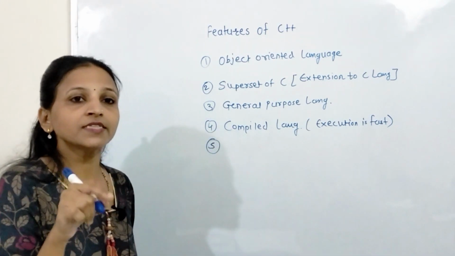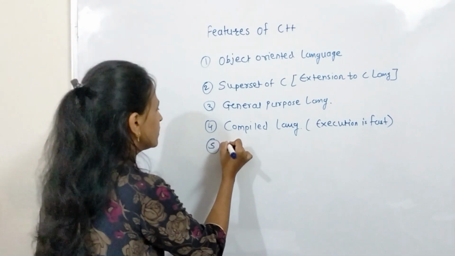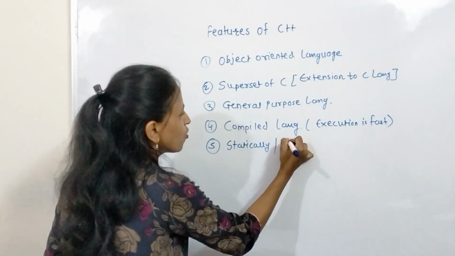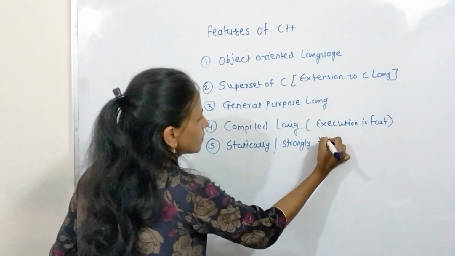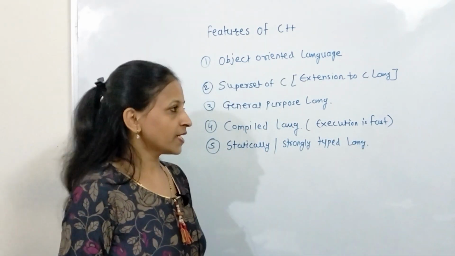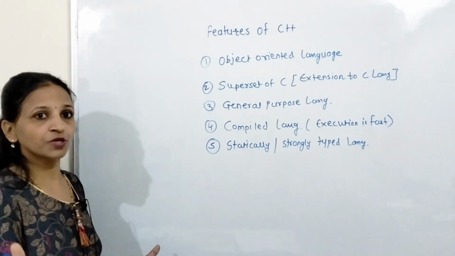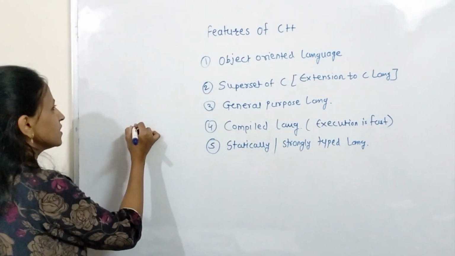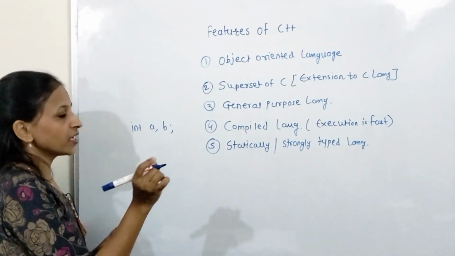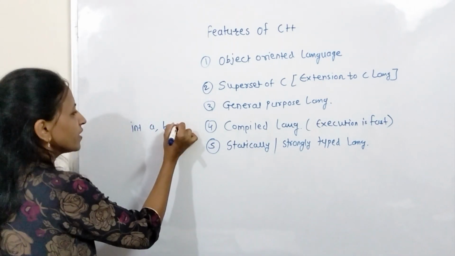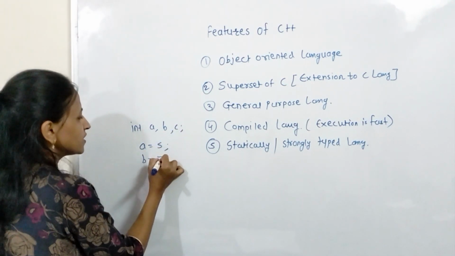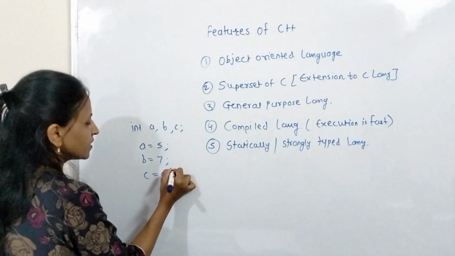Now the next one. C++ is a statically typed language. What is statically typed? Or you can say strongly typed. If you are writing a program in C++ to do addition of two numbers, I'll write like this: int a, b, just like C. Then one more variable we declare here: c. a equals 5, b equals 7, and we write c equals a plus b.